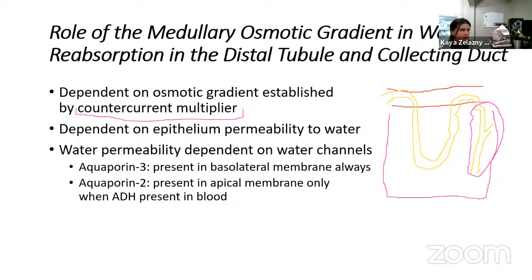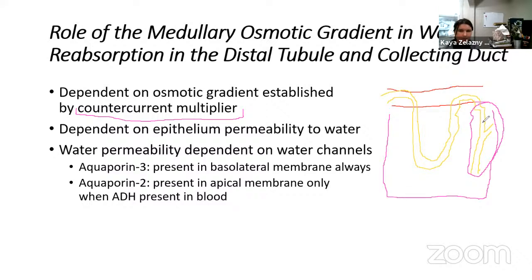Okay, but now we're not focusing on the loop of Henle, we're focusing on the distal tubule and the collecting duct. So we're thinking about water reabsorption, and we're going to realize that how we toggle how much water is reabsorbed is going to be dependent on how permeable that epithelium is to water.